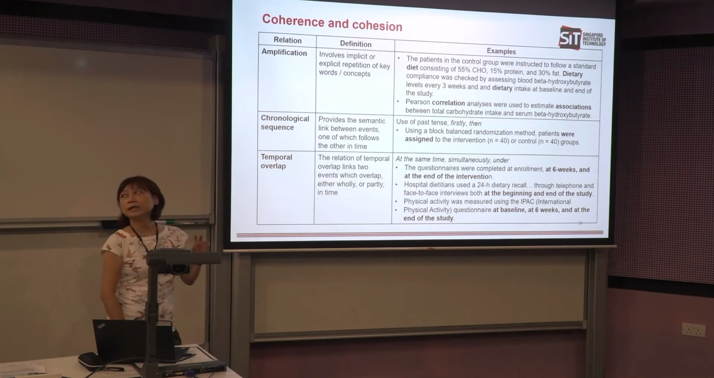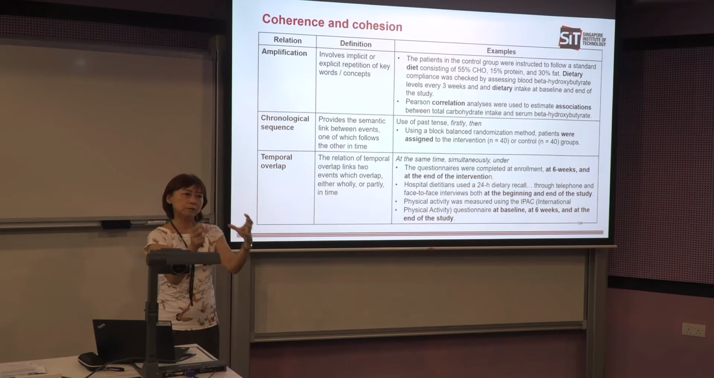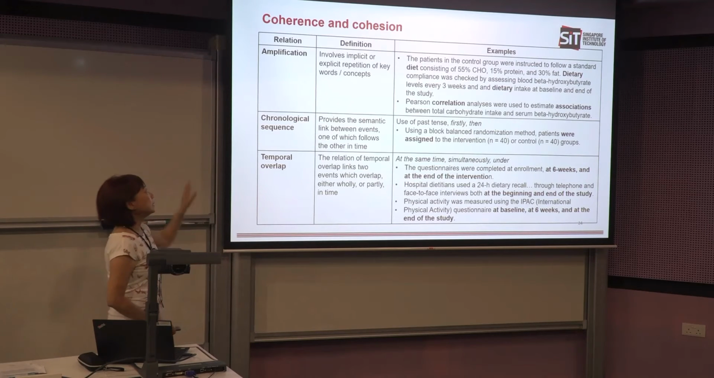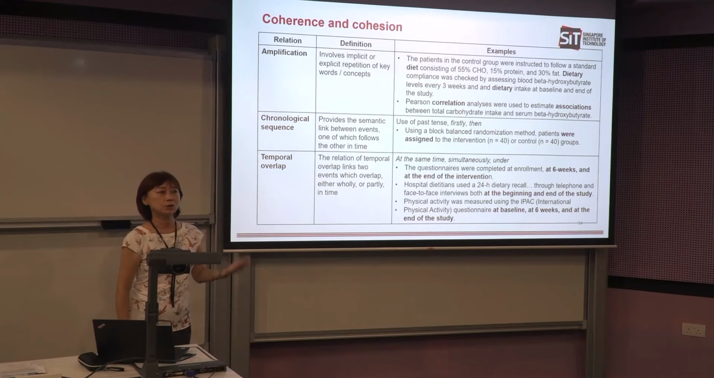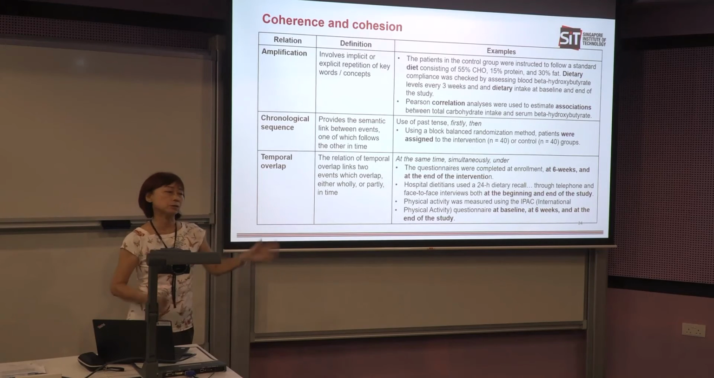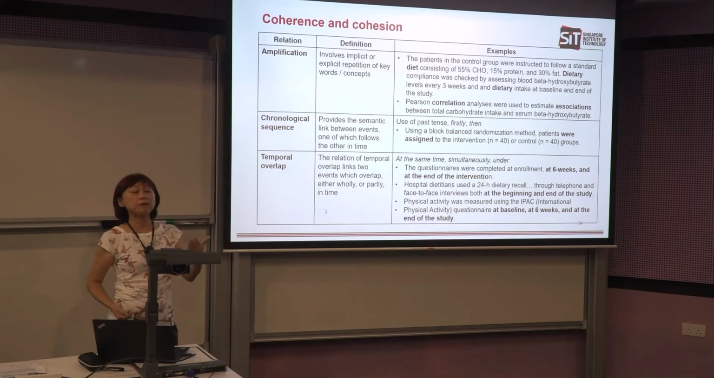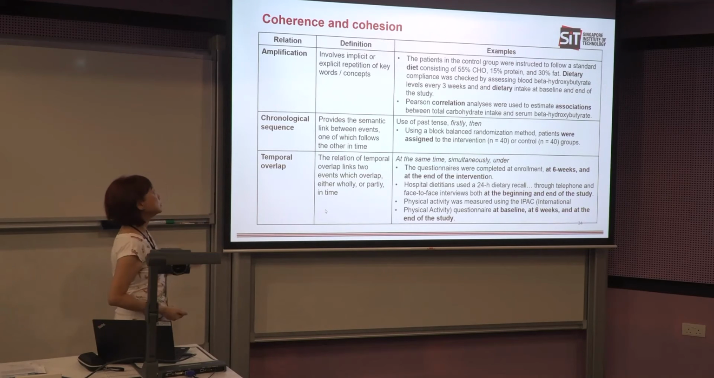Okay, so I'm coming almost to the end, just talking about coherence and cohesion. In order for the authors to gel information together, they do various things. They make use of repetition or synonyms. So you see, for example, patients in the control group were instructed to follow a standard diet. The term diet is repeated, maybe in a different form, dietary. Pearson correlation, and then to estimate association. So correlation and association, a kind of repetition. It's a feature that we call amplification, just to connect information.